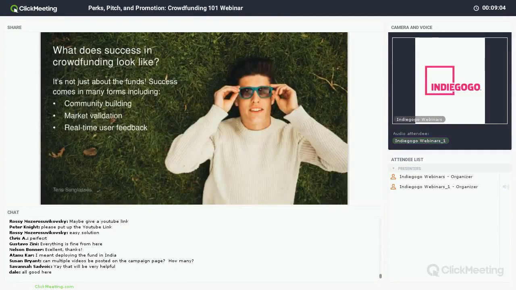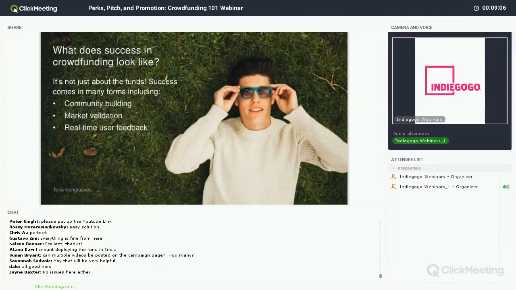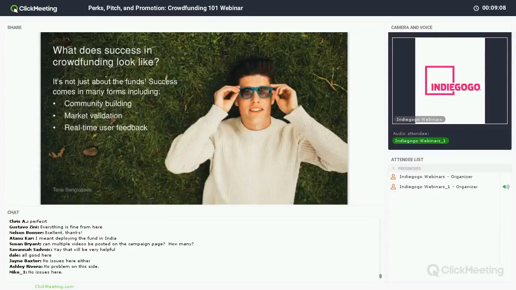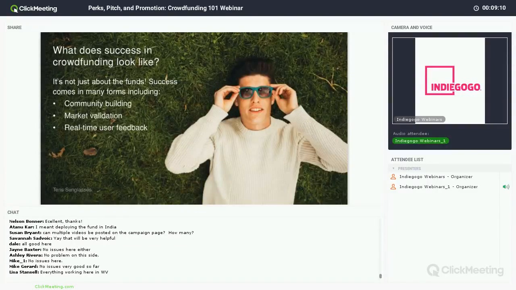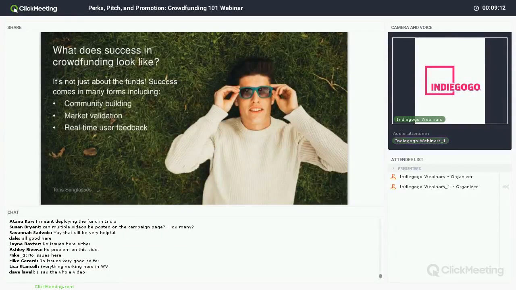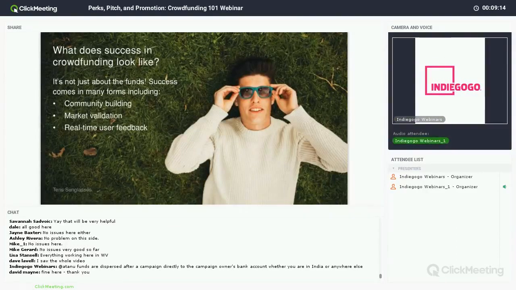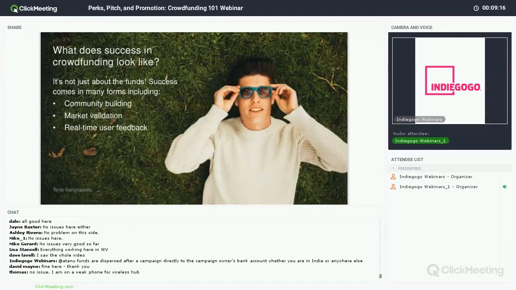So as far as what success looks like in crowdfunding, this is something I really want to point out because a lot of people think of crowdfunding as just a means to raise funds. Now, this is true. You are raising money, but there's a lot that you're getting out of it outside of that. And some of these are really good points. So success comes in a lot of different forms.